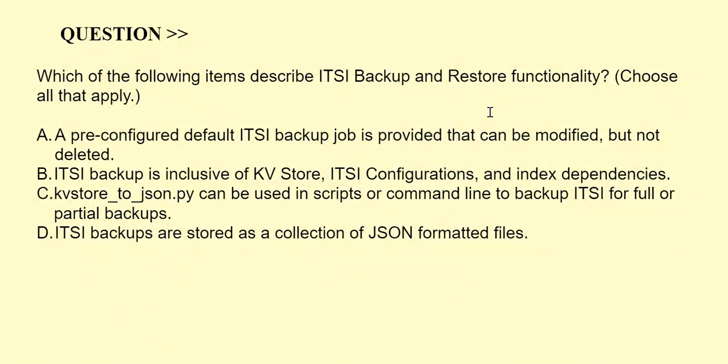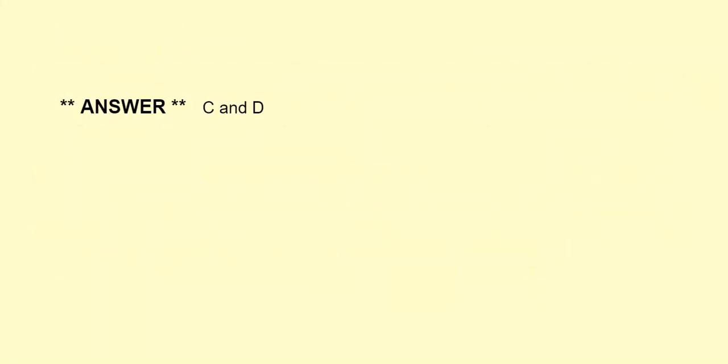Option C. kvstore_to_json.py can be used in scripts or command line to backup ITSI for full or partial backups. Option D. ITSI backups are stored as a collection of JSON formatted files. The correct answers are option C and D.